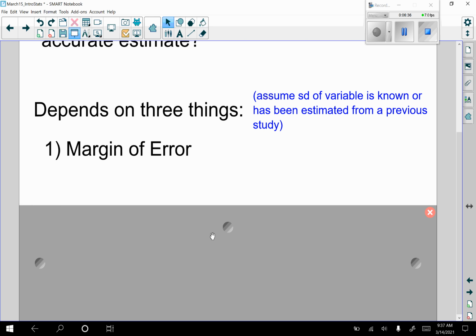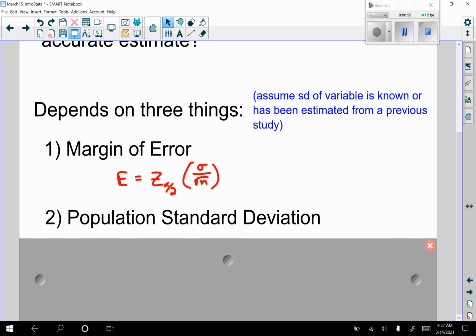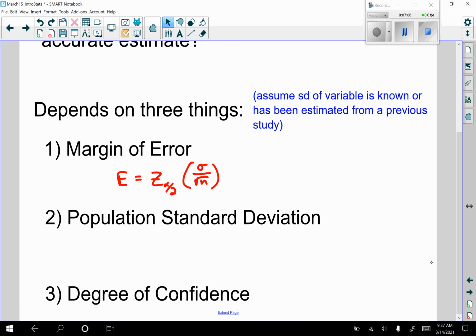So the first is the margin of error. And if you recall, that's that value that we add on to and subtract from our sample mean. So that's just that z sub alpha over 2 times our population standard deviation over the square root of n. This is why we need our population standard deviation to be known, because our sample size depends on it, because that's part of the formula here for the margin of error. And we need our z sub alpha over 2, which means we need to know our degree of confidence.